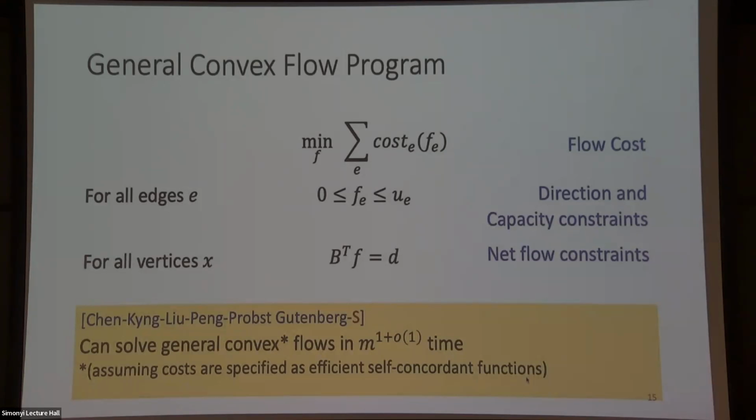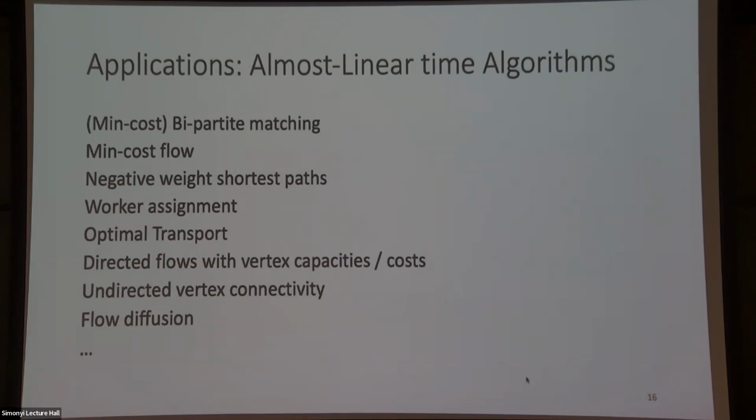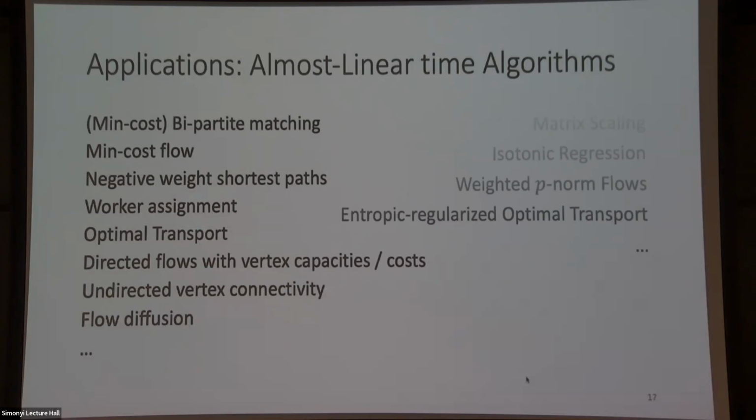Great. So this is very powerful. We can now basically solve a host of well-studied problems in almost linear time. Immediately you get bipartite matching, min cost bipartite matching, min cost flow, negative edge shortest paths, worker assignment, which I guess is bipartite matching, and optimal transport, like discrete optimal transport. Directed flows with vertex capacities are reducible to these, as are undirected vertex connectivity and flow diffusion. In fact, all of these can be reduced to min cost flow. You only need a linear function, but non-linear gets us even more power. We can now solve matrix scaling in almost linear time. We can solve isotonic regression.